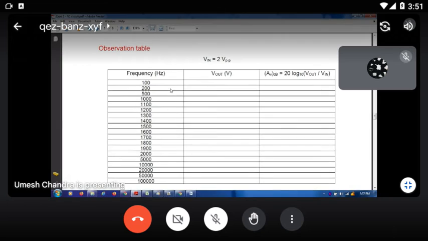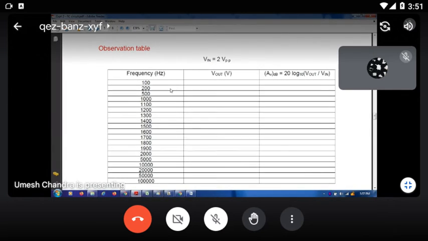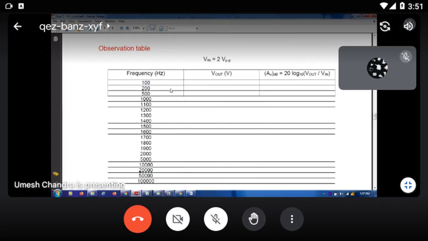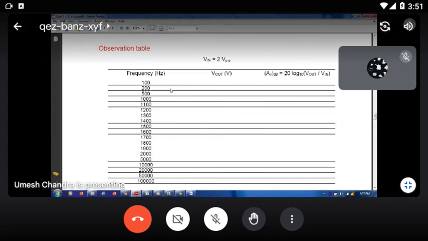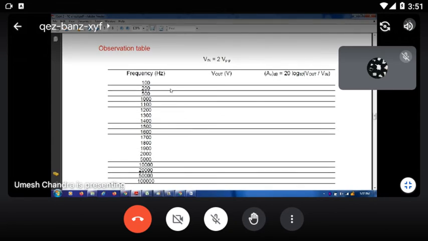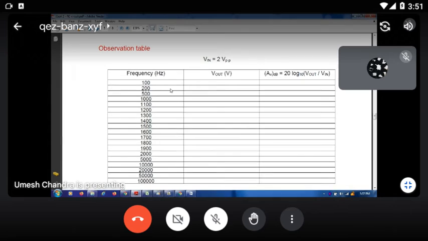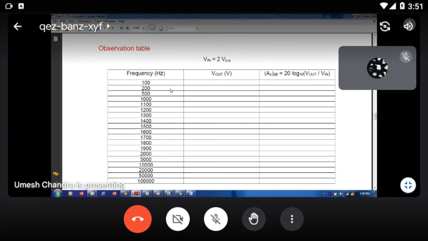Filter means which rejects the unwanted signal or unwanted frequency signals. That is known as filter. So there are different types of filter: high pass filter, low pass filter, band stop filter, band reject filter. But here we discuss only the high pass filter and low pass filter. Filter means which rejects the unwanted frequency signal.